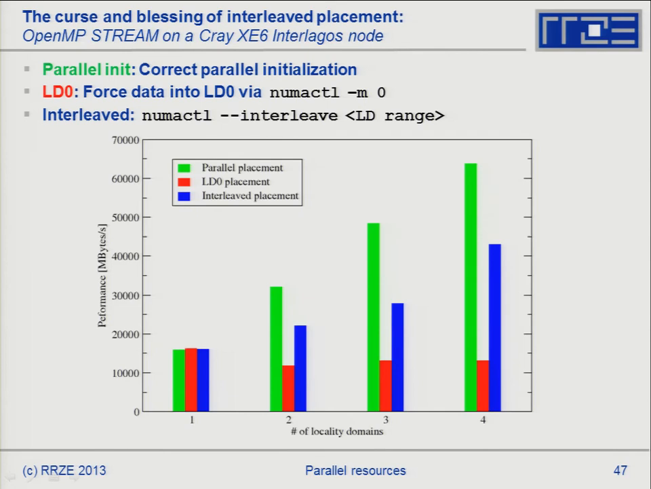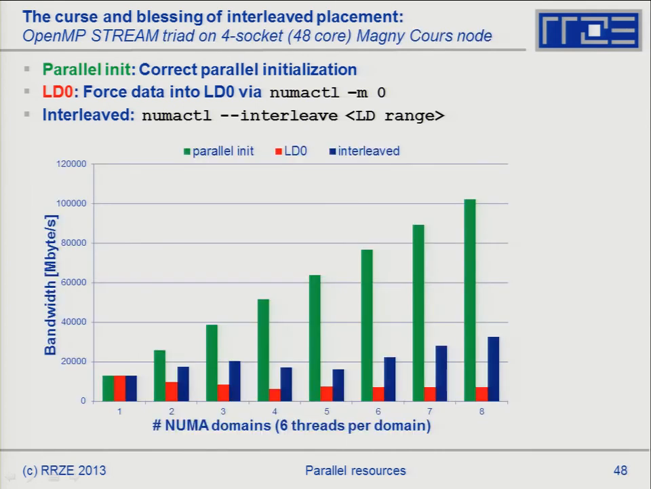Cray has done something. So they do it better than others. Still, it's a notable decrease. Yeah? On other systems, you get a factor of 2 or more. If you have more NUMA domains, as I mentioned already, the penalties can generally become larger.